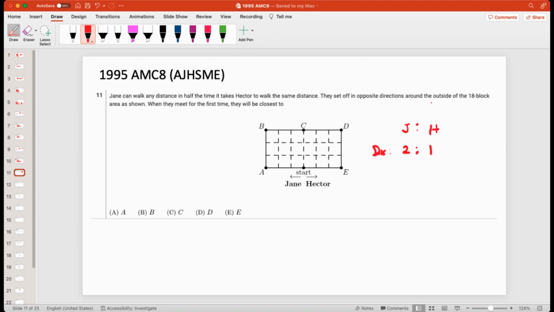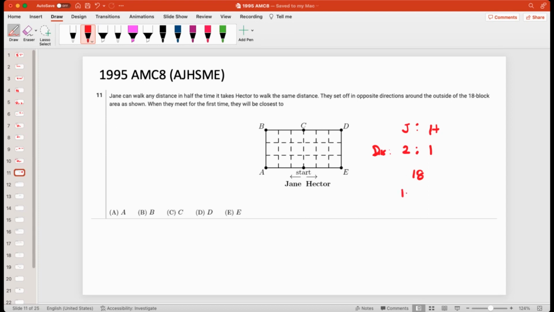They set off in opposite directions around the outside of the 18 block area as shown. So Hector goes this side, Jane goes this side. She walks two times faster. Totally, there are 18 blocks, right? Which is given here, 18 blocks. When they meet for the first time, they will be closest to. So simple, we just have to divide 18 in this ratio of 2 is to 1.